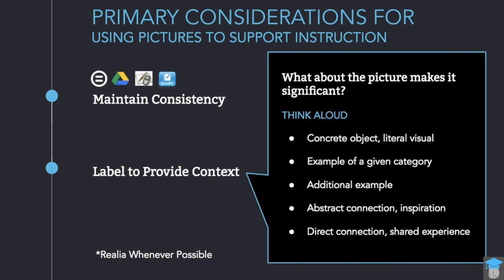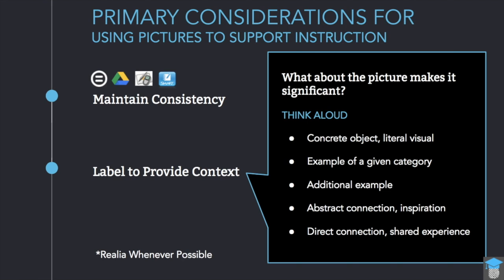You can think aloud by identifying a picture as a concrete object. This is a literal visual. Think about giving directions, especially with younger students, about materials they should be using or should definitely not have available during an activity. An example of a given category.